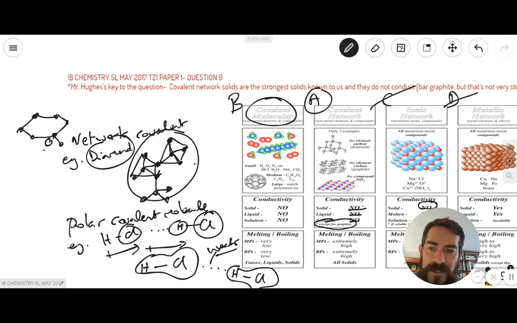So just to repeat, you have a network of strong covalent bonds, making it very tough and strong, so a very high melting point. Because all of the carbon atoms are involved in the covalent bonds, there are no free electrons in diamond, so therefore it will have poor electrical conductivity in the molten and in the solid state.